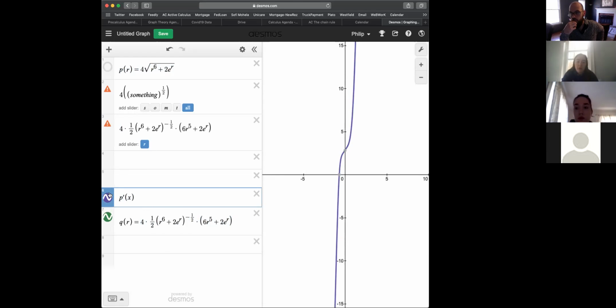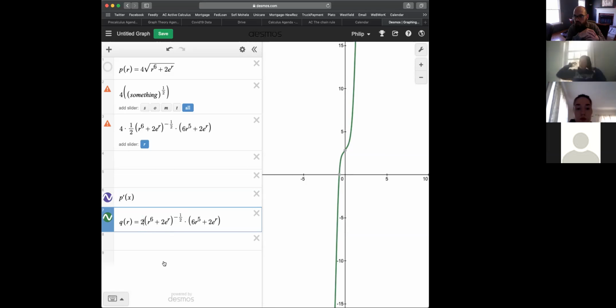So if you multiplied the 4 times the 1/2, would that change the graph? Like if you simplified that to 2, would that change it at all? It does not. No. So I left it expanded out like that on purpose, just so we could see the different pieces working together. But if you wanted to simplify, you could simplify it to 2.